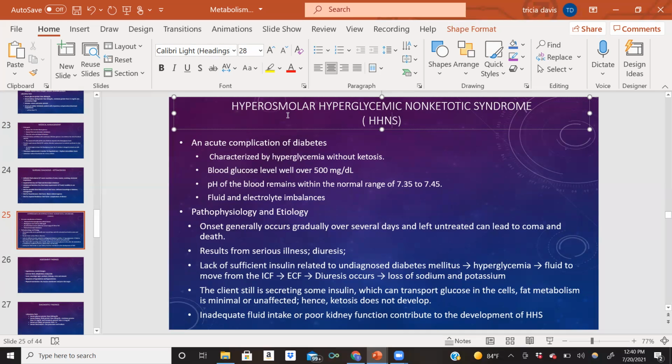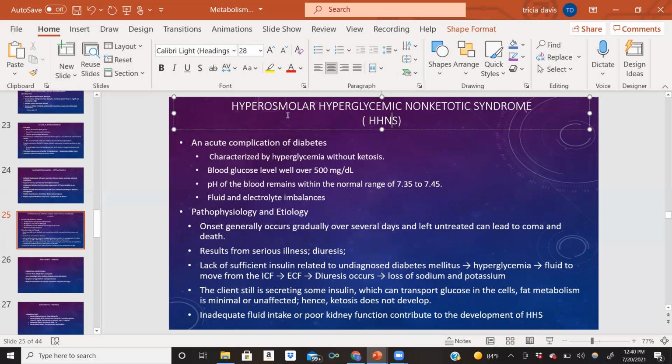It is hyperglycemia, so elevated blood glucose levels without that ketosis. So they don't have that ketotic state that we were talking about with the DKA. These blood glucose levels will be well over 500. That's not out of the norm to see levels that high. The pH of the blood is going to remain within normal range. So there's no metabolic acidosis with these patients, and we don't have the elevated levels of ketones. But they will have fluid and electrolyte imbalances.